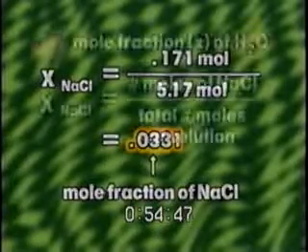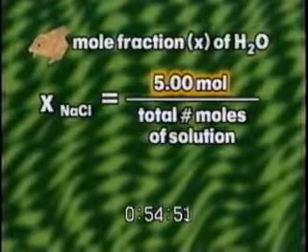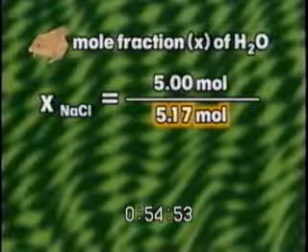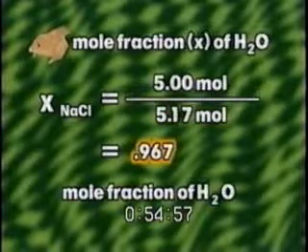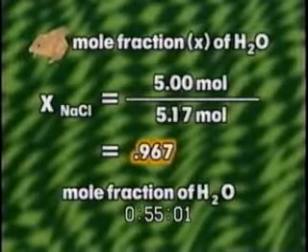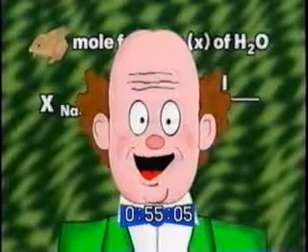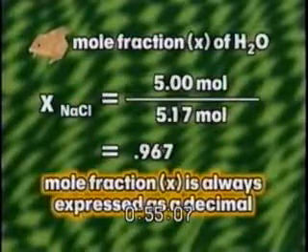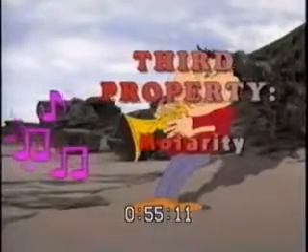We can do the same thing to find the mole fraction for the H2O. 5.00 moles divided by 5.17 moles equals 0.967. So the mole fraction X for water is 0.967. And here you'll notice a wacky thing about mole fraction X. It's always expressed as a decimal. Go figure.